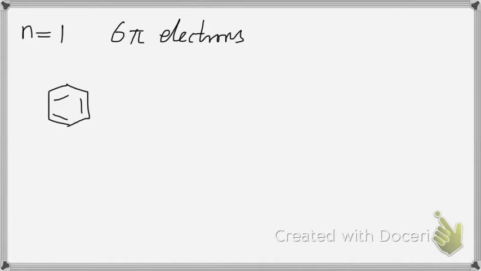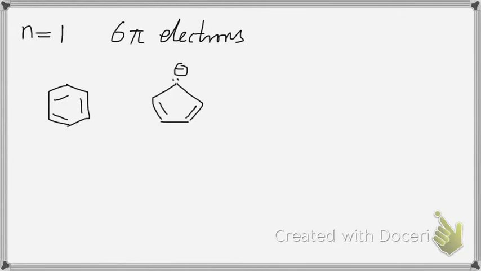So benzene ring is flat. It's monocyclic, fully conjugated with 4n plus 2 pi electrons. It is aromatic. It has the extra stability.